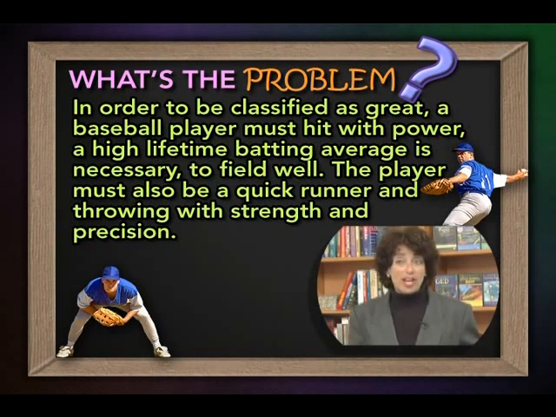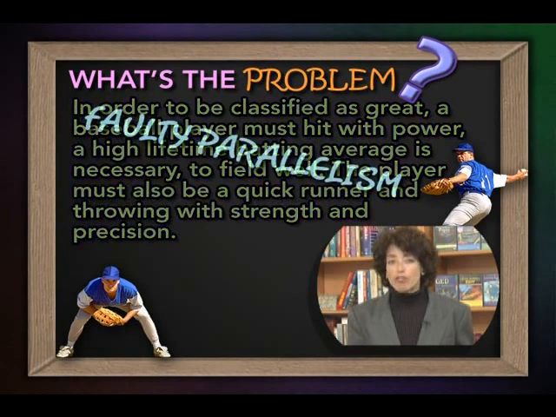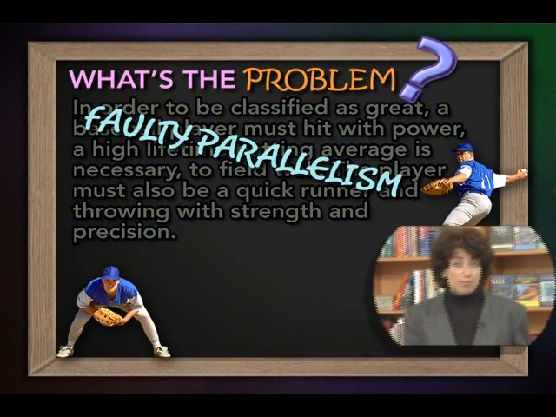I mean, in order to be great, the player has to be able to hit, has to have a good lifetime batting average, and field well. This makes sense because all of these things do make a great player. So I'm going to say it can't be linking unrelated ideas. It has to be faulty parallelism.